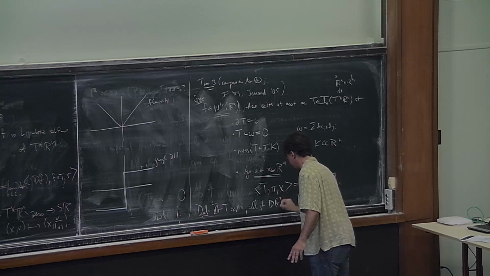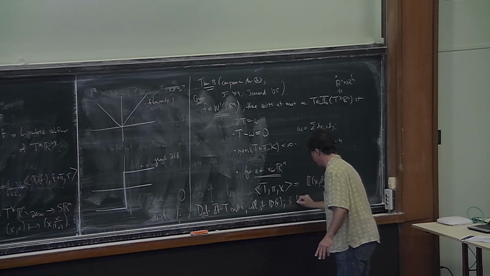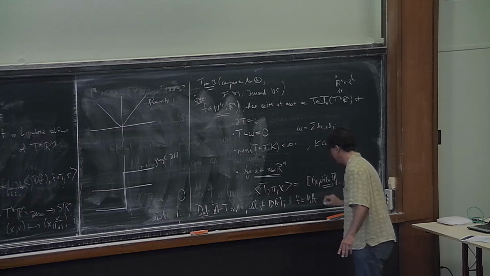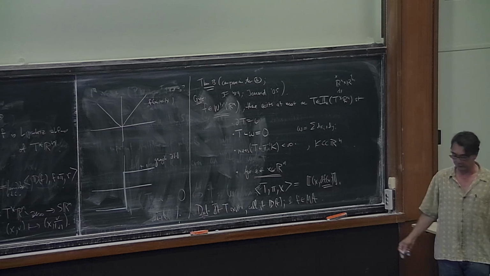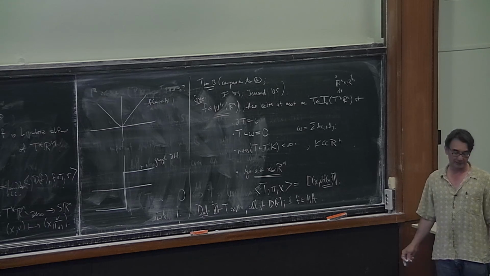So definition: if T exists, we call it d at f, and we say that f is an MA function, a Monge-Ampere function. So what's the rationale for calling it a Monge-Ampere function?